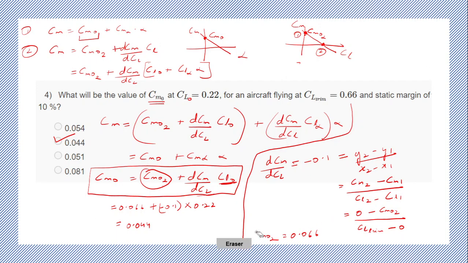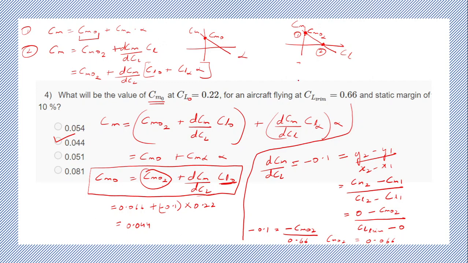Let's just try doing this again. So it will be minus 0.1 is equal to minus Cm naught 2 by 0.66. Yes? Okay. So Cm naught 2 will be 0.066. Okay. Any other questions with this problem?